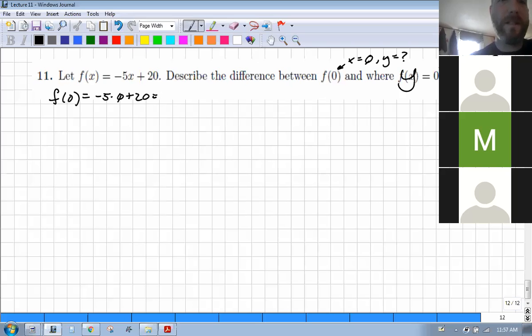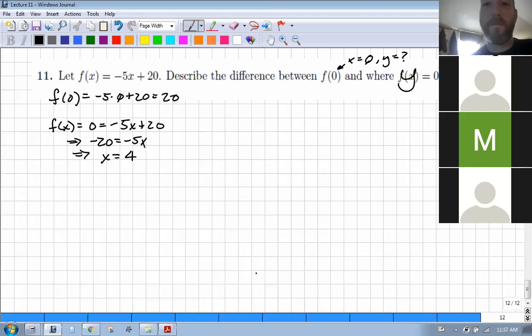We get 20. Now over here, they're saying f of x, let it be 0, but f of x is negative 5x plus 20. We're just replacing f of x with 0, and then we're solving. So we have negative 20 is a negative 5x. So x is 4. Okay. So f of 0 being 20, that means 20, 0 is a point. No, I did it backwards. 0, 20 is a point on the graph, right? X is 0, so y is 20.